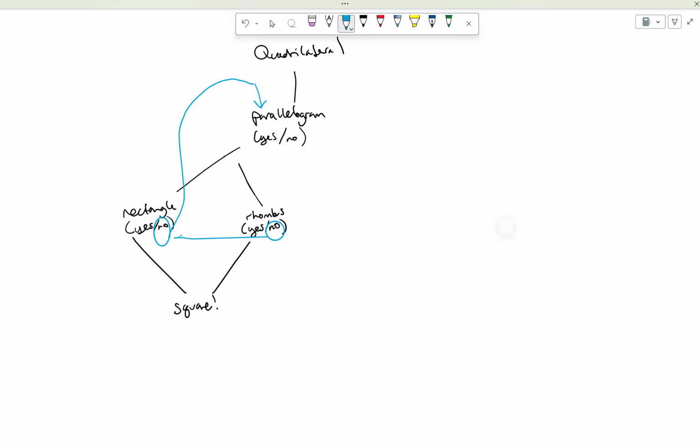So, here's the other part of it. What if we have it as a no? We have a whole new set of contingencies. We could potentially have a trapezoid, or we also could have a kite. To find if it's a trapezoid, here's what we have to do. We're going to figure out if it's a yes or no on trapezoid.